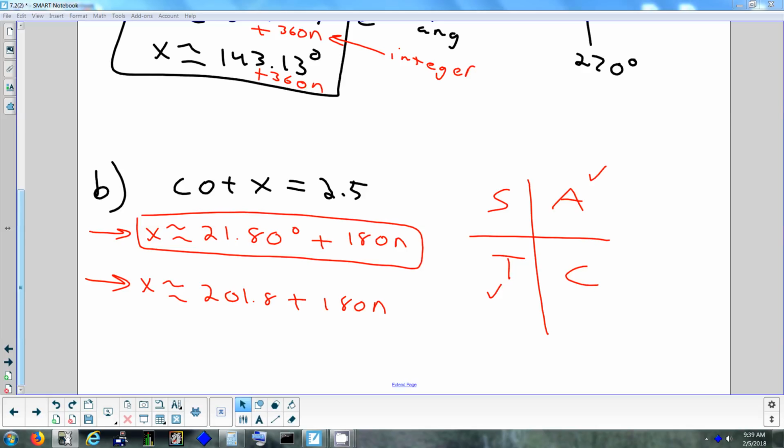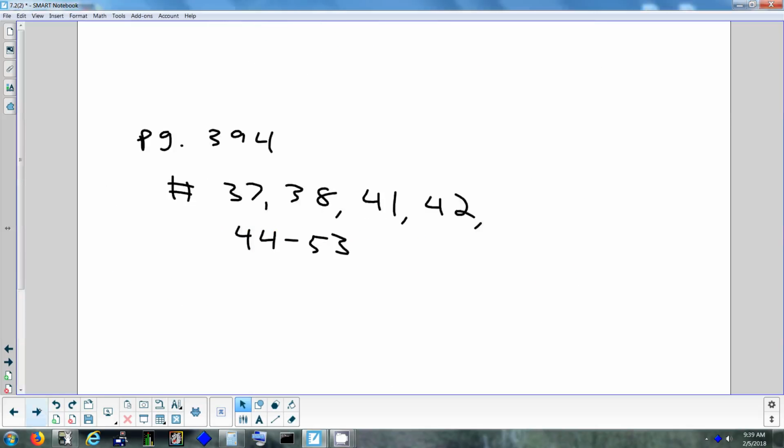Okay, so tomorrow we'll look at solving equations that have higher powers and also combining multiple trig functions in the same problem. Okay, so the homework is on page 394, and it's 37, 38, 41, 42, and 44 to 53. So you've got about 15 minutes or so. So you've got a little bit of time you can get started. If you do have any questions, let me know.